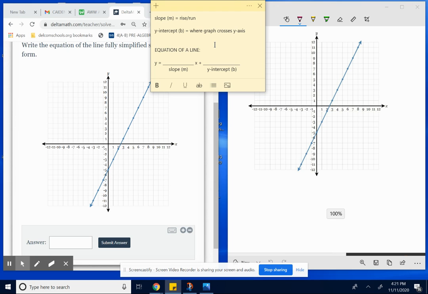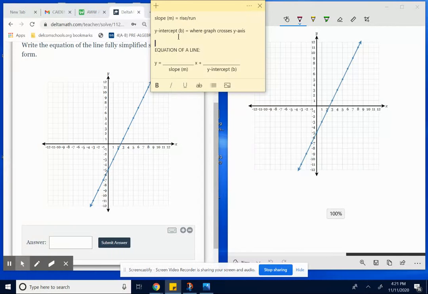Okay, I wanted to go over an example on how to do the Delta Math assignment over finding the equation of a graph. Okay, we're doing lines. We're finding the equation of the graph of a line. Before we do, just keep in mind slope is the rise over the run, going from one point to another point on your line. How much do you rise? How much do you run?